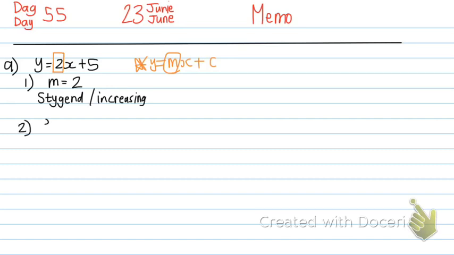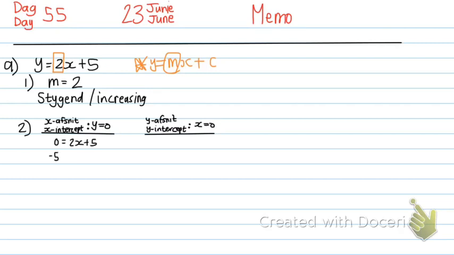Number 2, write down the coordinates of the x-intercept and y-intercept. Okay, so first I'm going to determine the x-intercept and then the y-intercept. For the x-intercept, I let y be equal to 0. So 0 is equal to 2x plus 5. I take the 5 over, it becomes -5. Then I divide by 2. -5 over 2 is equal to x. So I have -5 over 2, 0. That's my x-intercept. -5 over 2 is the same as -2.5, 0.